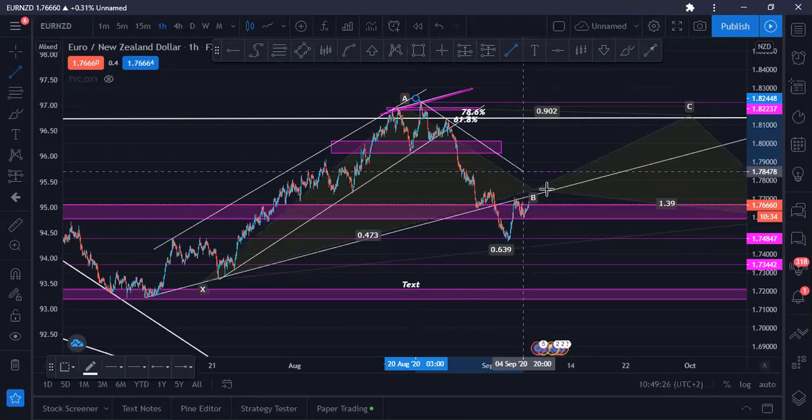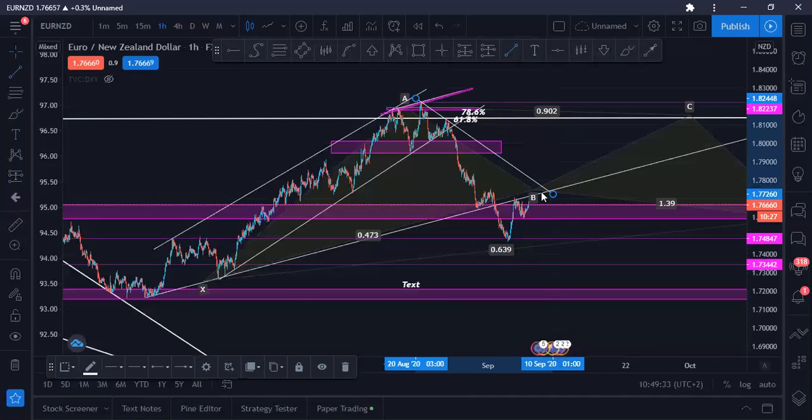Okay, let's see if the zone will be respected. What I'm looking at is that either price will come up and test this zone, this area here, and either go down, or it will break the zone and literally push up to this high again, and then from there only will we be looking for selling opportunities again.